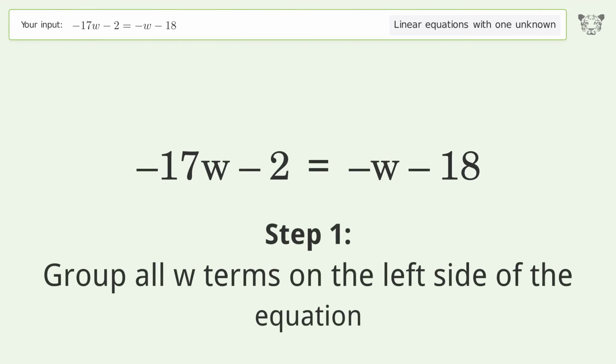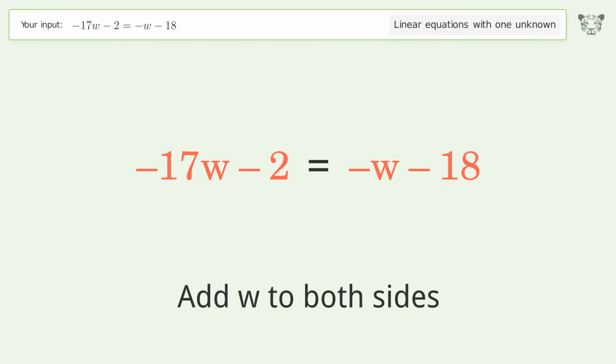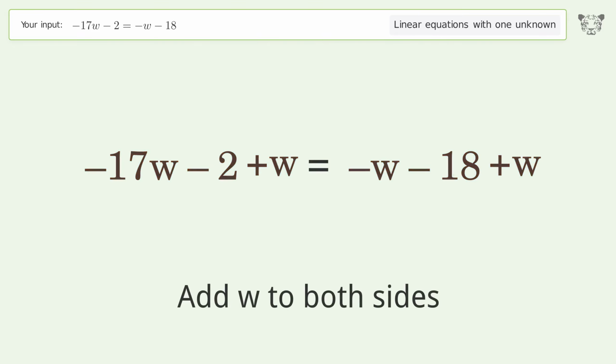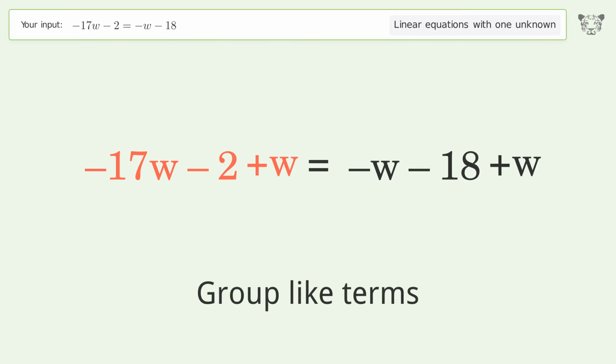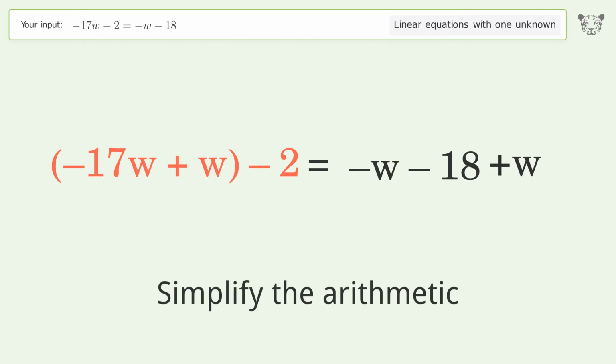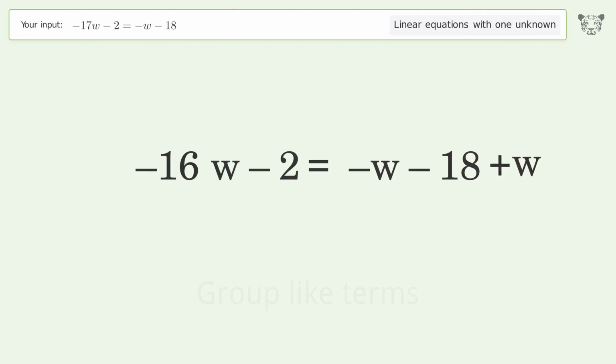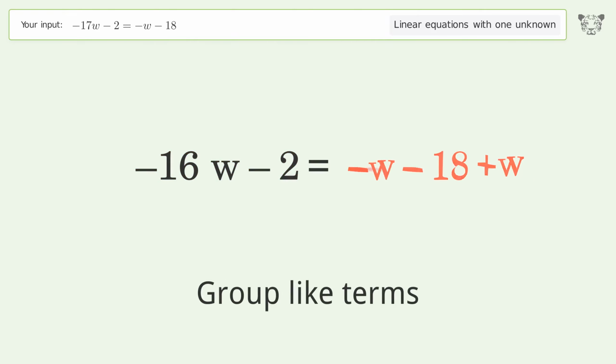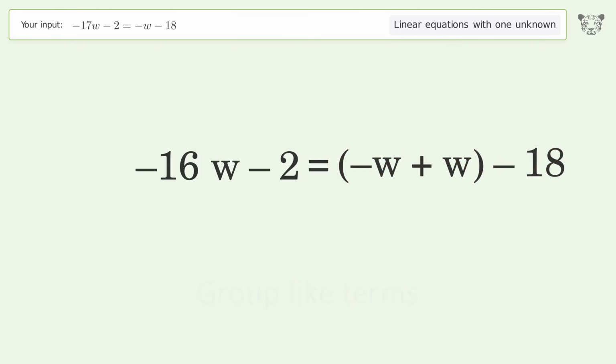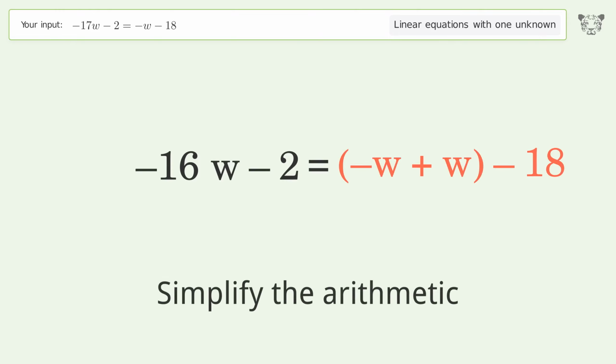Group all w terms on the left side of the equation. Add w to both sides. Group like terms. Simplify the arithmetic. Group like terms. Simplify the arithmetic.